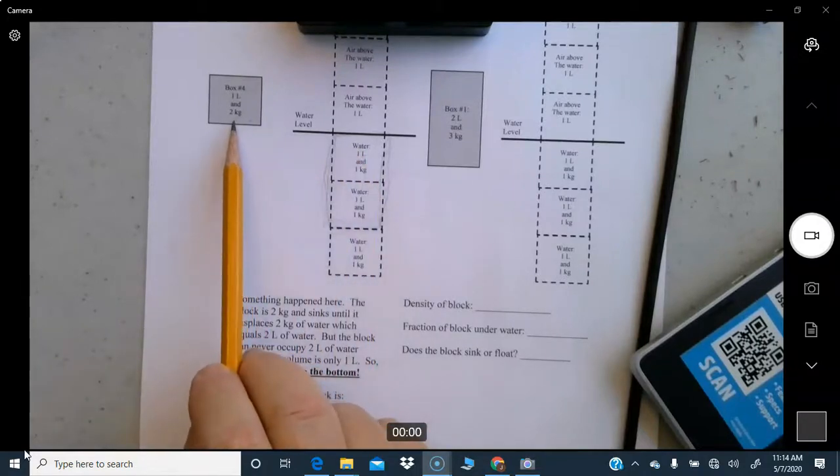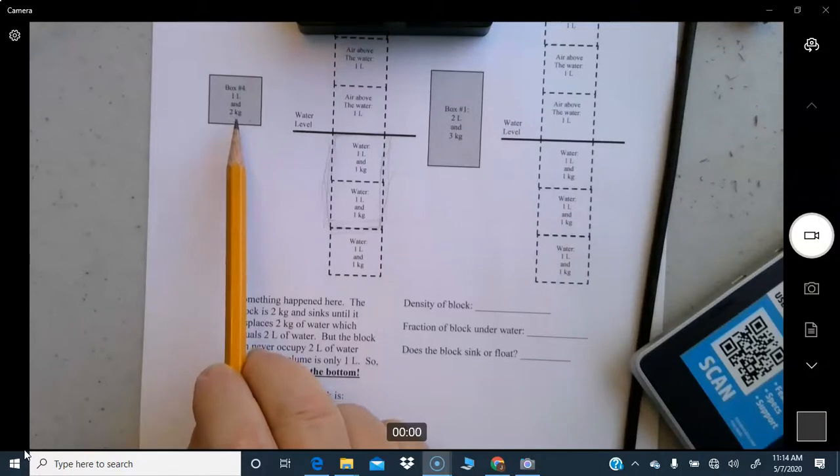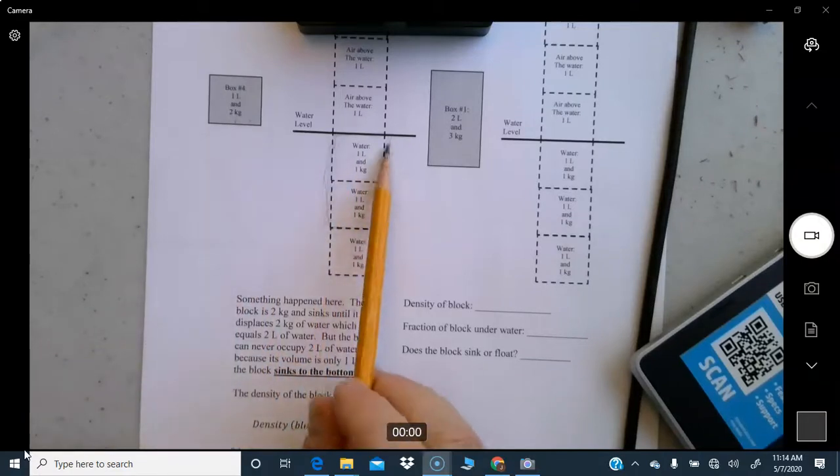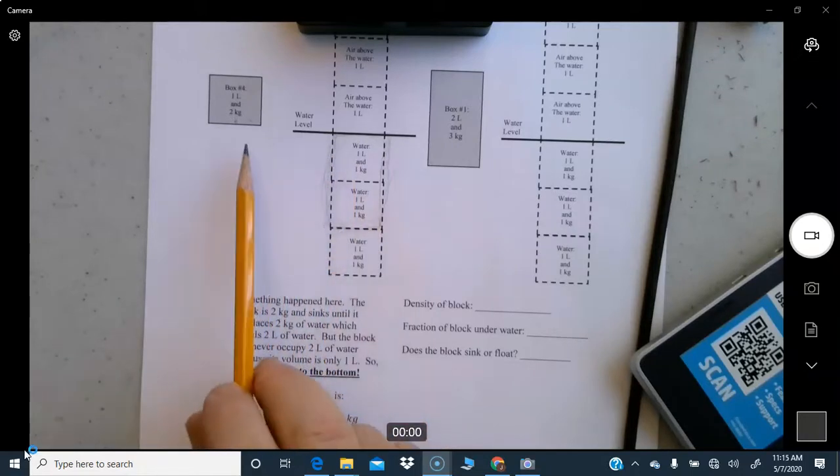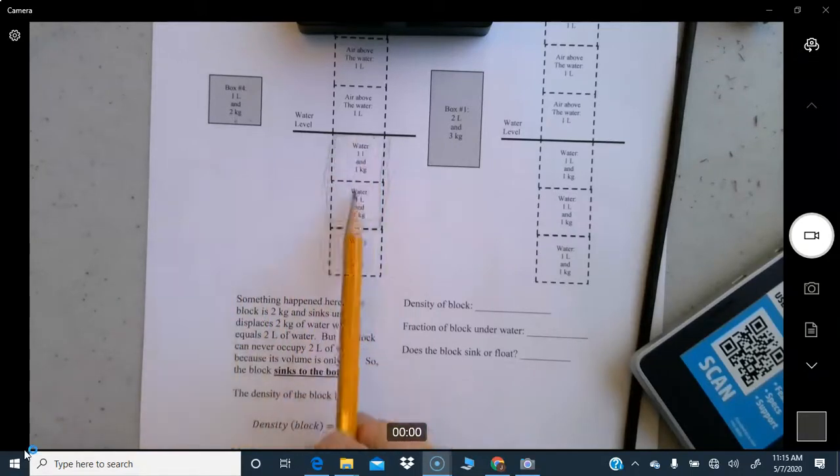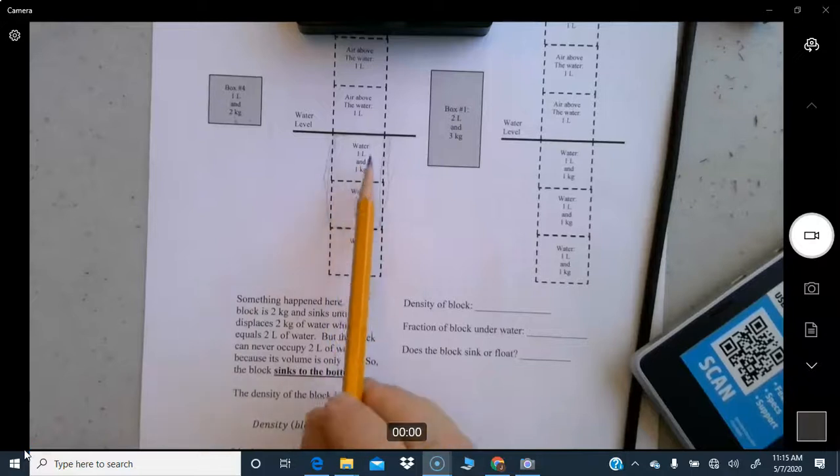It can never occupy 2 kilograms of water. It has a mass of 2 kilograms, but it can't occupy 2 kilograms of water, because that would be this much water that I'm tracing out with the pencil, and it can never occupy that much water. It can occupy it, it just can't do it.